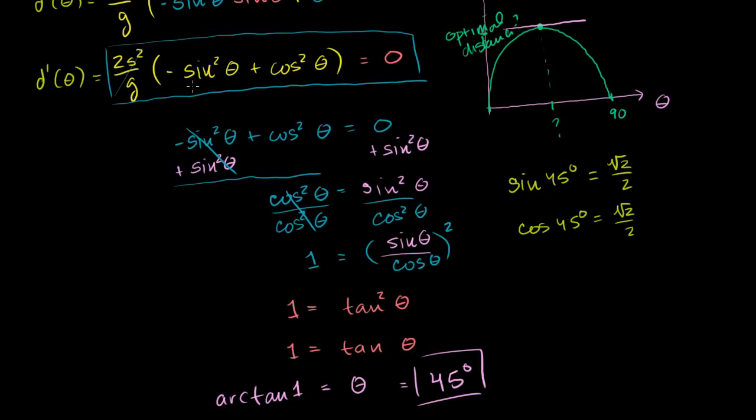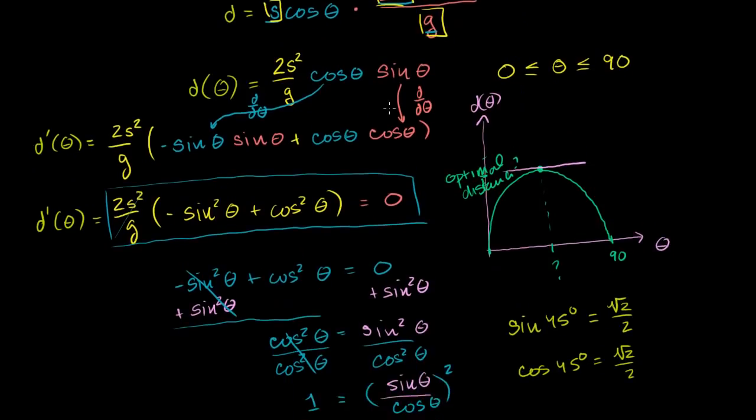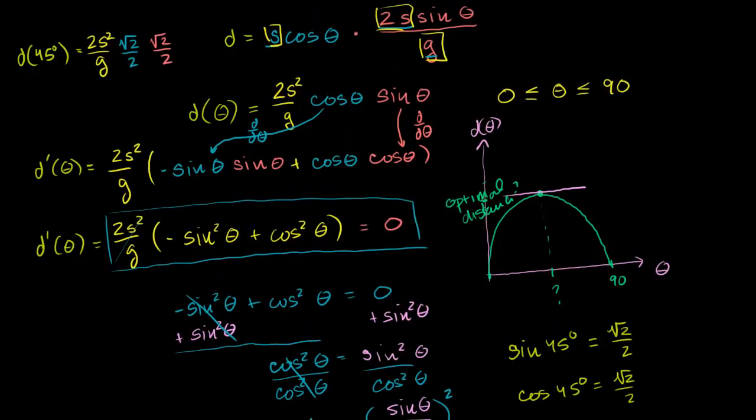But given this, we can put this back into the original expression right up here, our original function. So the optimal distance we travel at 45 degrees is going to be equal to 2s squared over g times cosine of theta, which is square root of 2 over 2, times sine of theta, which is square root of 2 over 2. Well, what's the square root of 2 times the square root of 2? Well, that's just 2.